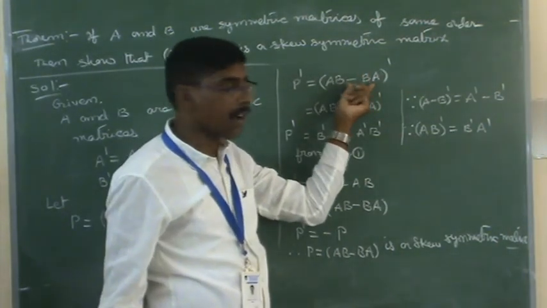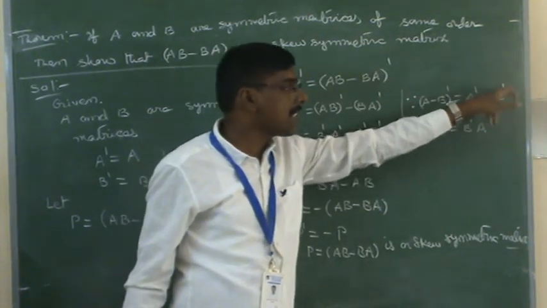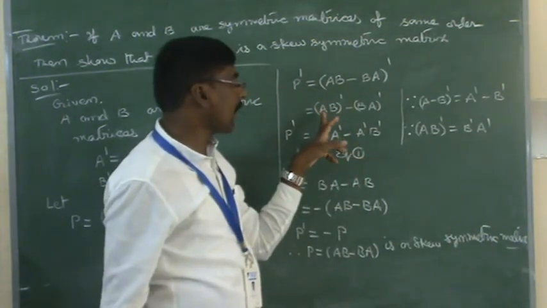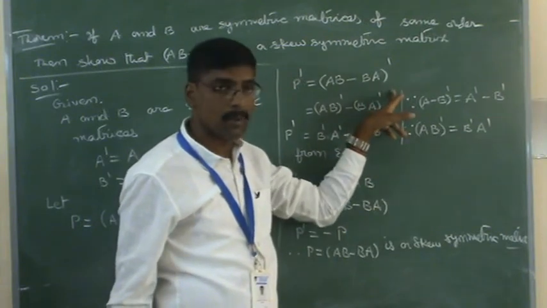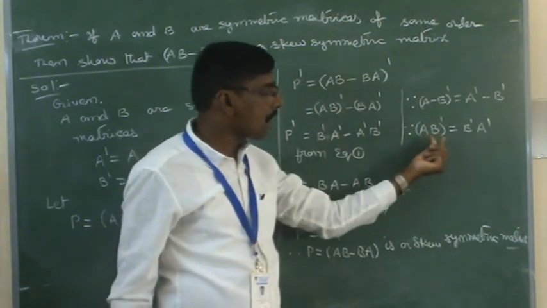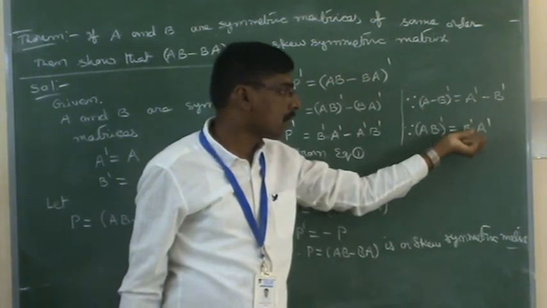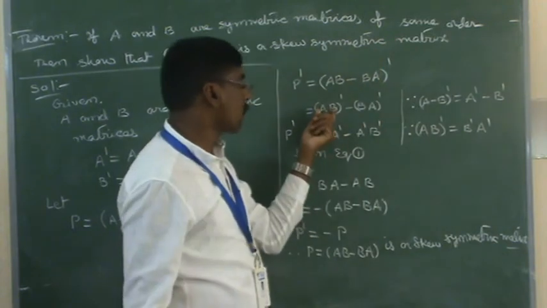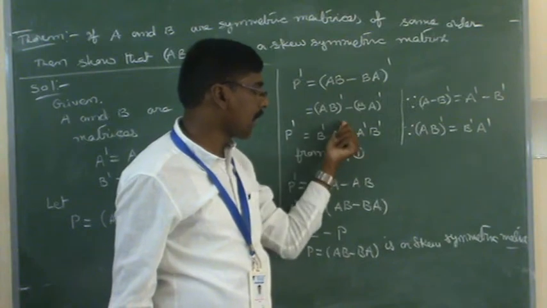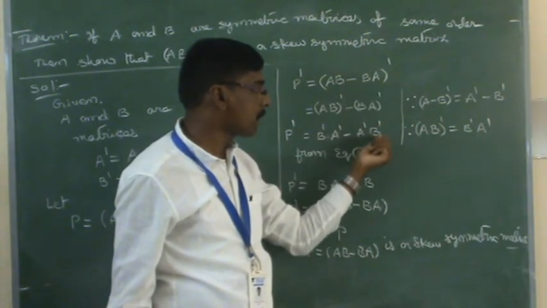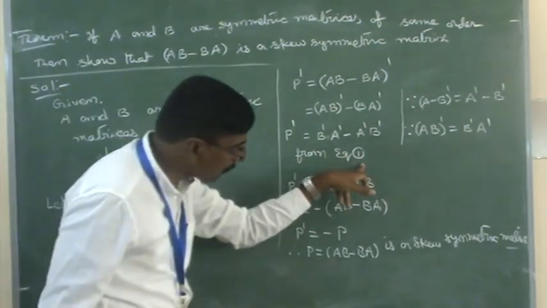This is in the form of (A minus B) whole transpose, that is A transpose minus B transpose formula. Here we write it as (AB) whole transpose minus (BA) whole transpose. For (AB) whole transpose we have the formula in the transpose of a matrix: (AB) whole transpose is equal to B transpose into A transpose. And (BA) whole transpose can be written as A transpose into B transpose.